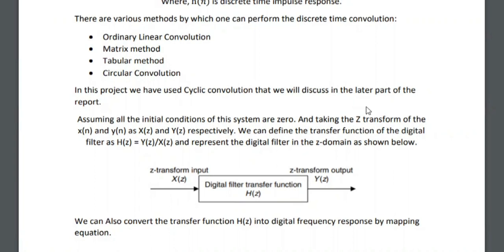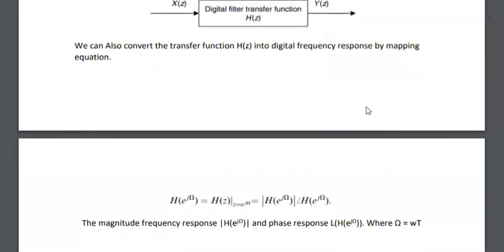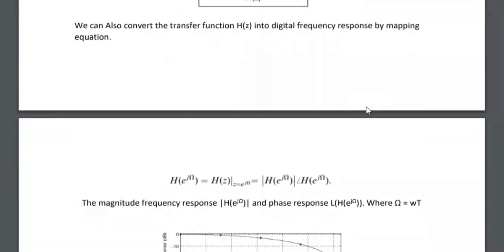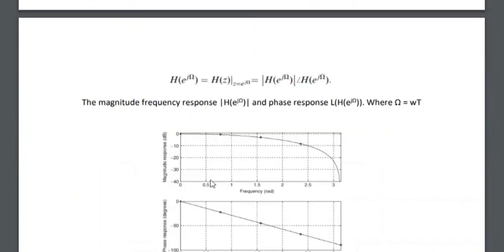Assuming all the initial conditions of the system are 0 and taking the Z transform of x[n] and y[n], we can define the transfer function of the digital filter as H(z) equals Y(z) divided by X(z), and represent the digital filter in the Z domain as shown below. We can also convert the transfer function H(z) into the digital frequency response by a mapping equation. The magnitude response and phase response are shown here.